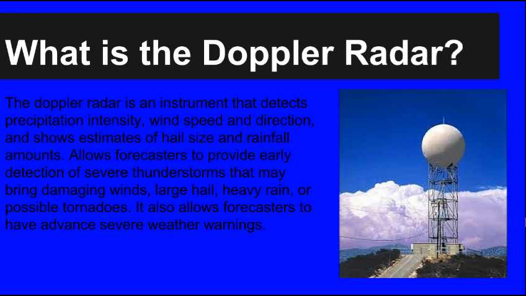What is the Doppler radar? The Doppler radar is an instrument that detects precipitation intensity, wind speed and direction, and shows estimates of hail size and rainfall amounts. This allows forecasters to provide early detection of severe thunderstorms that may bring damaging winds, large hail, heavy rain, or possible tornadoes. It also allows forecasters to have advanced severe weather warnings.